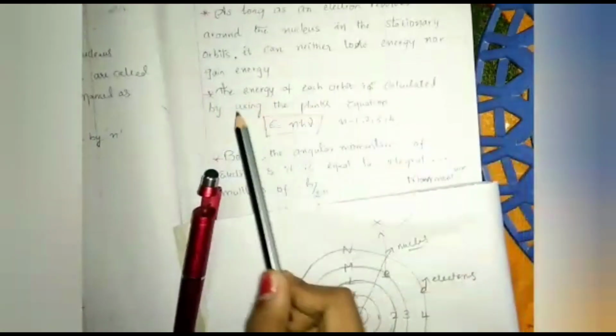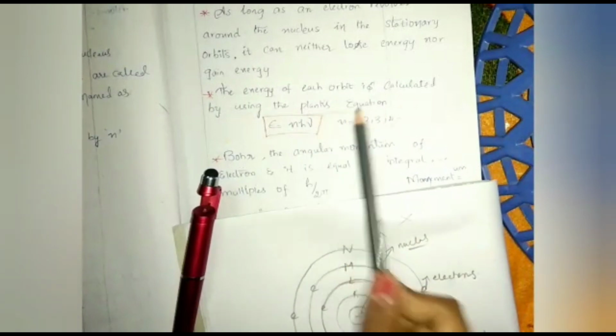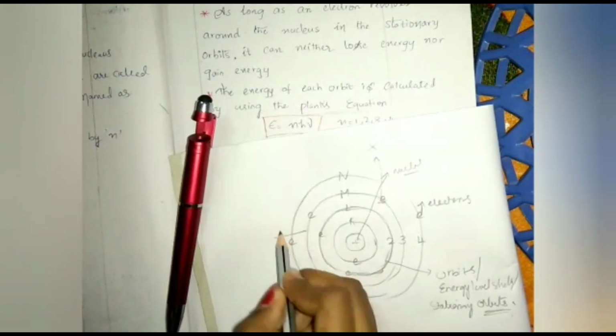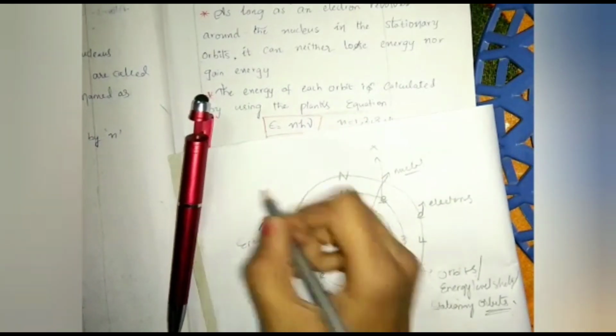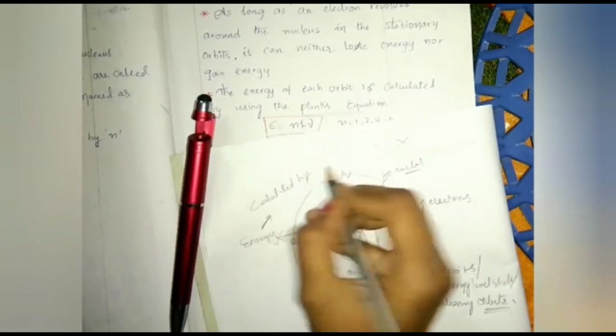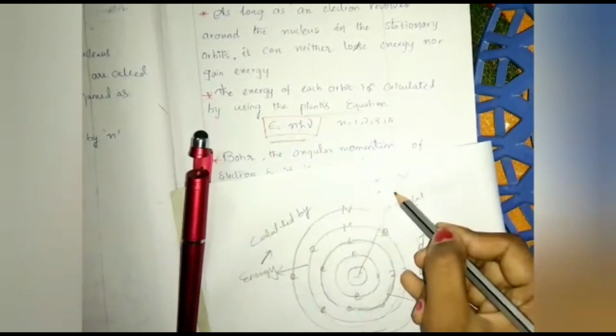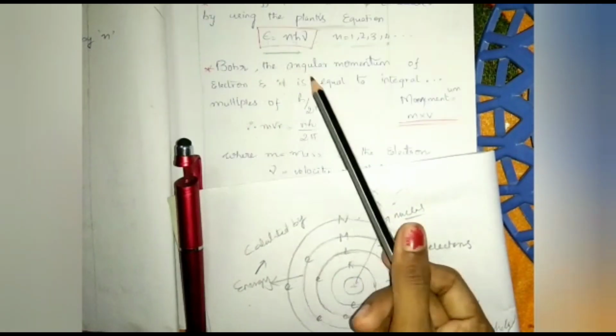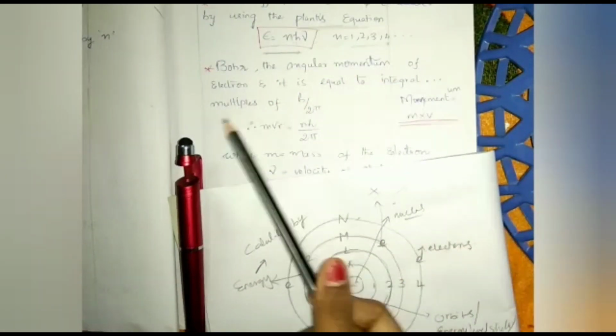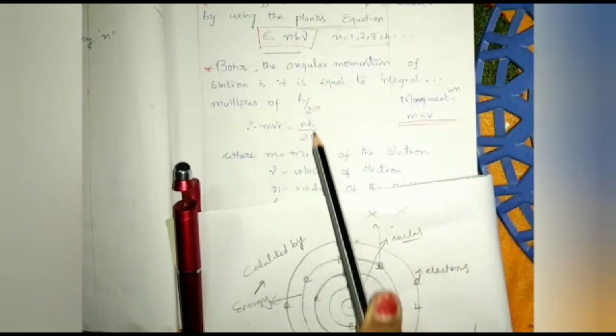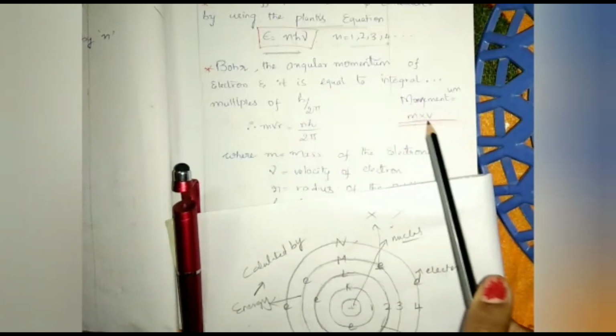The fourth postulate is related to the third postulate. Each orbit has a definite amount of energy. The energy of each orbit is calculated using Planck's equation, E equals nhν, where n means the orbits 1, 2, 3, 4, or the K, L, M, N shells. Therefore, the angular momentum of the electron is equal to integral multiples of h by 2π. The equation is mvr equals nh by 2π.